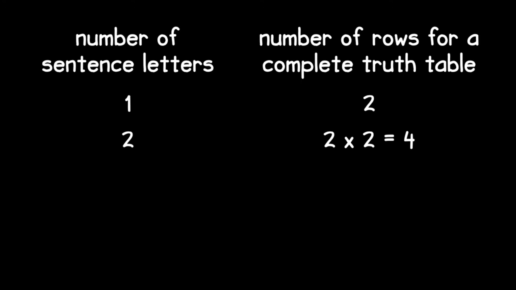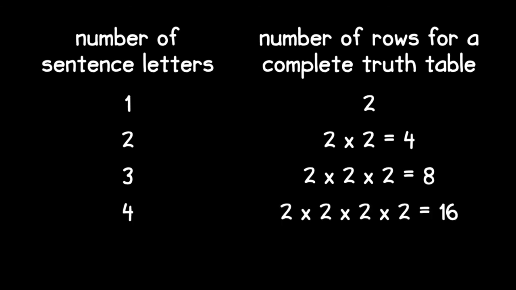For a sentence that has 2 sentence letters, each of the sentence letters has 2 possibilities, and that makes for 4 possible combinations, and that means 4 rows are required. A sentence with 3 sentence letters makes for 8 possible combinations, and that means the complete truth table requires 8 rows. Now, with 4 sentence letters, there are 16 possible combinations, so the truth table requires 16 rows. In general, a complete truth table with n sentence letters requires 2 to the n rows.